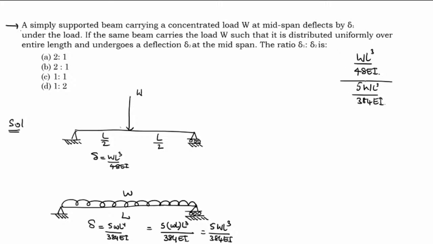So WL cube will be cancelled here, EI will be cancelled here. This will be 384 divided by 48 into 5, that is equal to 1.6 by 1. So the ratio is approximately 1.6 is to 1 would be the answer. So A and B, both the options are matching.